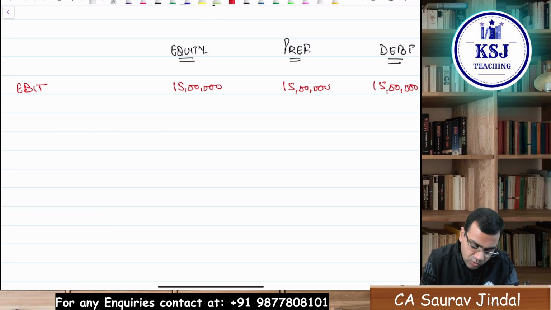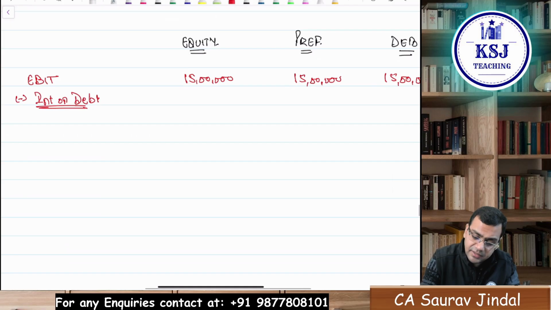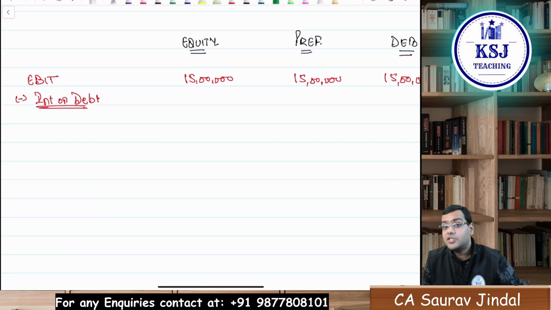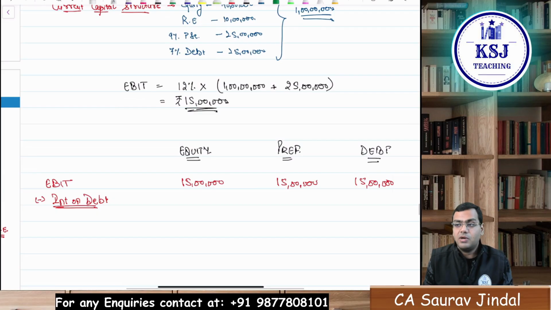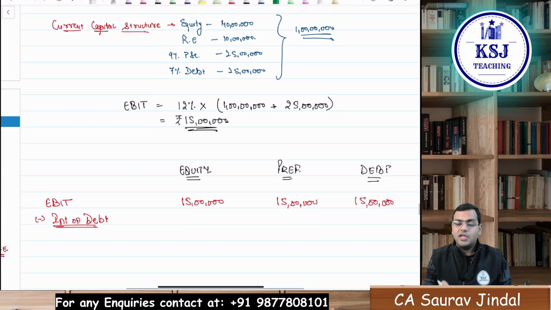From EBIT, what will you subtract? You will subtract your interest on debt. Interest on debt. Now, interest on debt, please be very careful with the interest on debt. Will there be any interest on debt in the equity option? Think about it very, very carefully. You will say, no, sir, the interest on debt will only be in the debt option. But I am saying the interest on debt will be there in the equity option also.